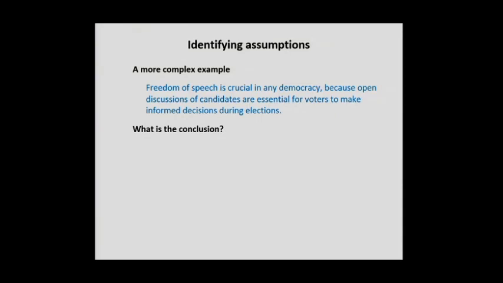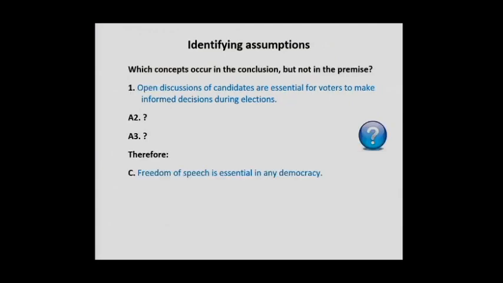Freedom of speech is crucial in any democracy. So our first sentence, yeah, exactly, would be the conclusion. That also tells us what the premise is, namely the thing that came at the back. And this is going to be an example where we actually have two premises or two implicit assumptions that need to be added.